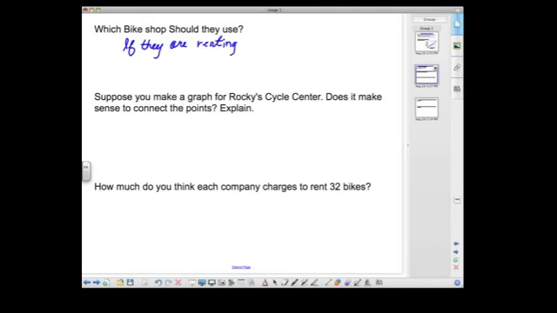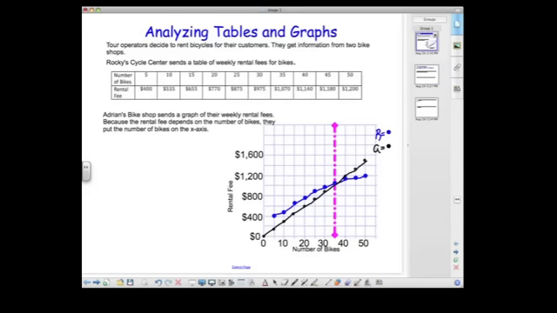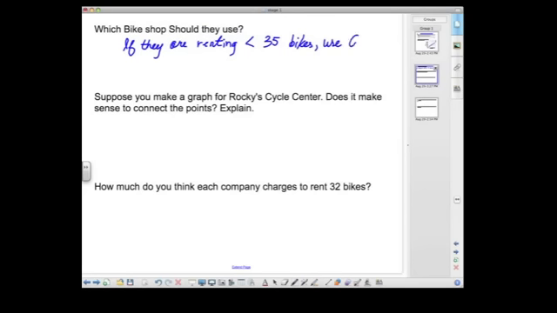So that's the statement that we're going to have to make in order to answer this question correctly. On the previous page, it does not tell us how many bicycles the tour company is looking to rent. It just says what bike shop should they use. So you do need to identify both of these situations, that if it's less than 35, they should use Adrian's bike shop. If it's greater than 35, they should use Rocky's bike shop.